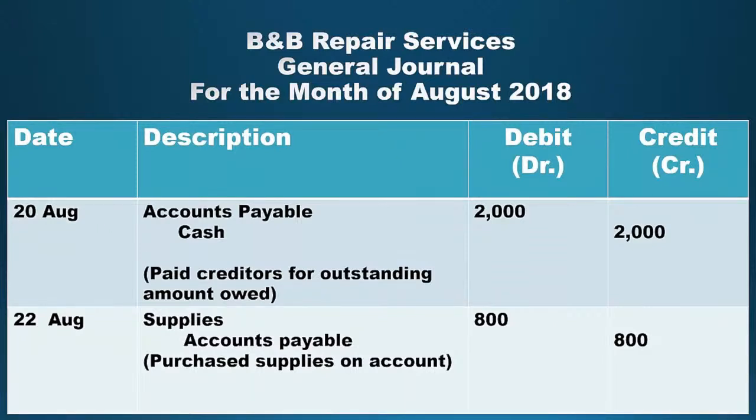August 22nd, purchasing supplies on account. Step 1. Review the journal entry. On August 22, the company purchased $800 worth of supplies. Instead of paying cash, the company bought these supplies on account, meaning it now owes the supplier this amount. The journal entry for this transaction was debit supplies, $800, credit accounts payable, $800. This tells us that we'll need to post to the supplies and accounts payable ledgers.